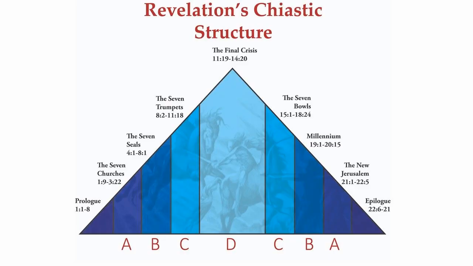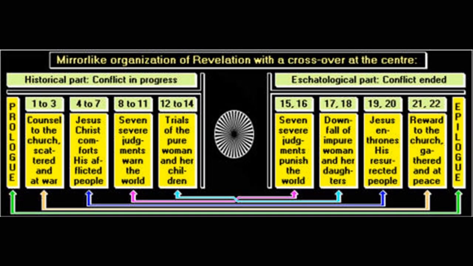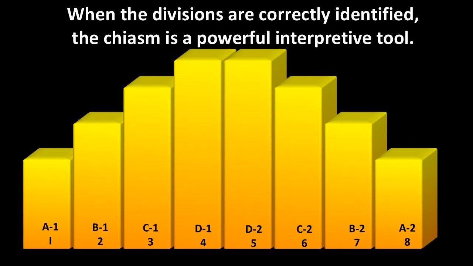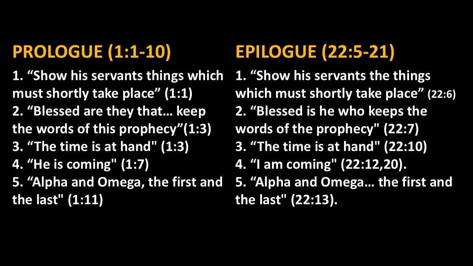I became aware of the concept of a chiastic structure in Revelation many years ago. At first, it seemed unconvincing and irrelevant. The main problem was the way it was laid out, with divisions and interpretations that didn't make sense. But with deeper study, I found that when the divisions are correctly identified, the chiastic structure is not only obvious, but it is one of the most powerful tools for analyzing the book of Revelation. We already touched on the prologue and the epilogue, which introduce Revelation and then give some final thoughts.